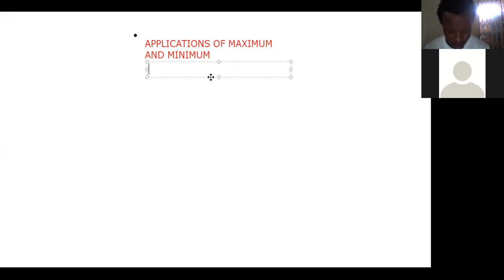So let's do the solution. Let's look at how it is. From here we are going straight to how to draw this, the curves. Let me first see if I can draw.